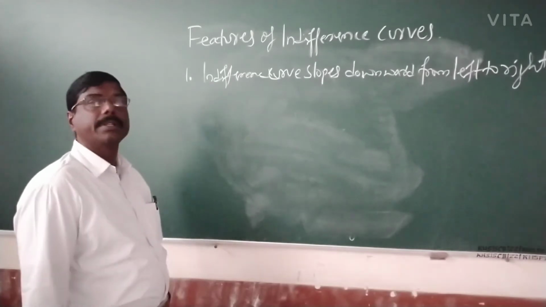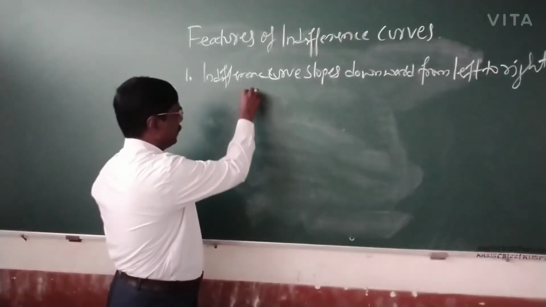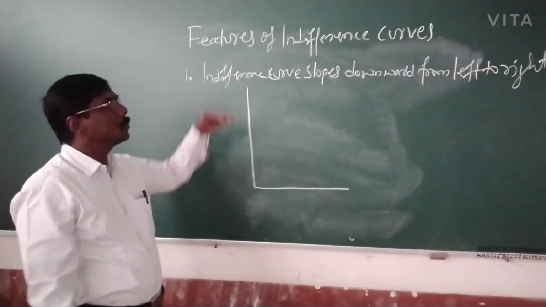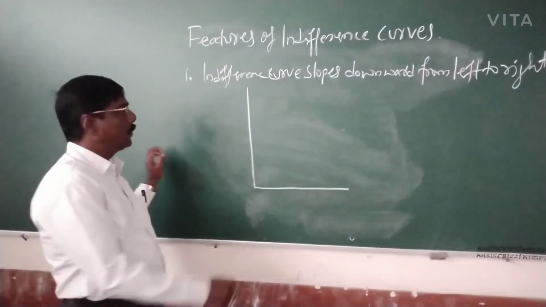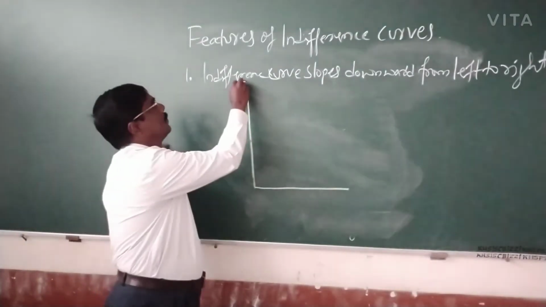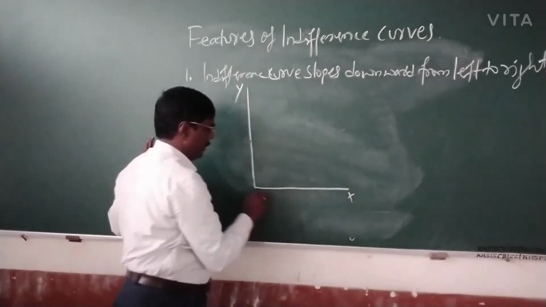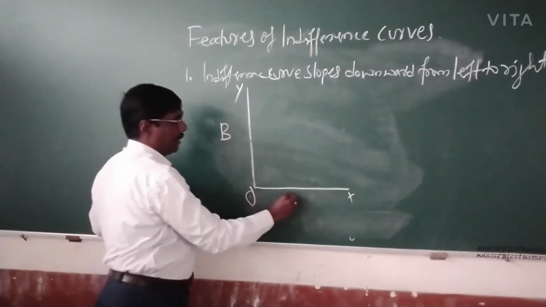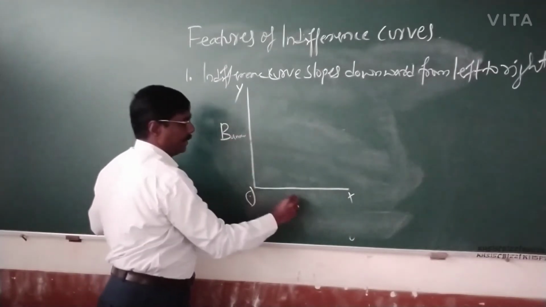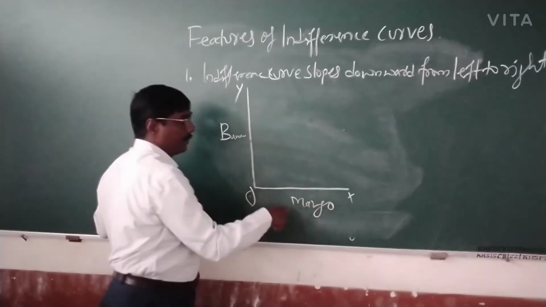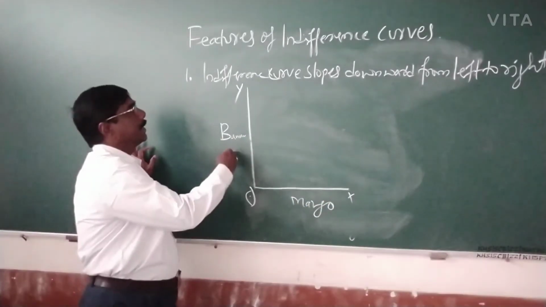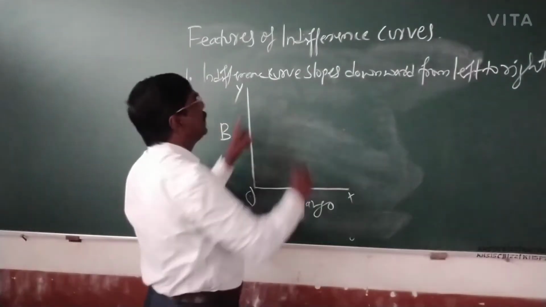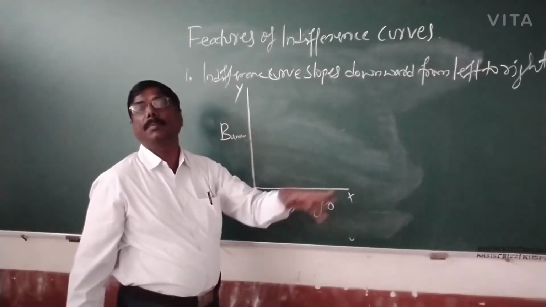So draw this diagram. This may explain that the indifference curve slopes downward from left to right. We measure mango along the x-axis and banana along the y-axis. Draw this indifference curve, which slopes downward from left to right.